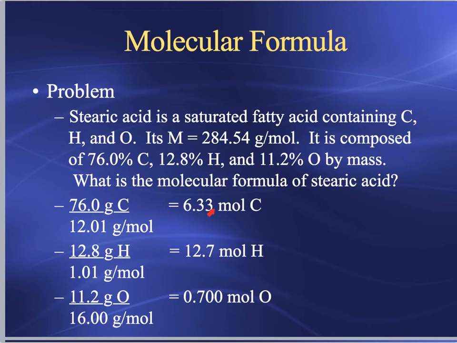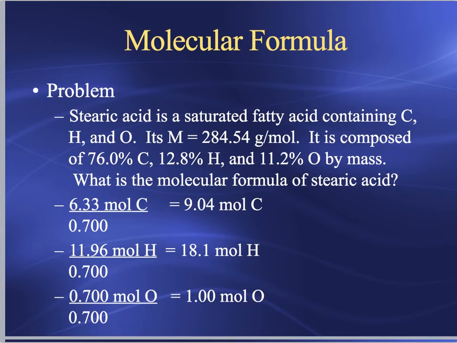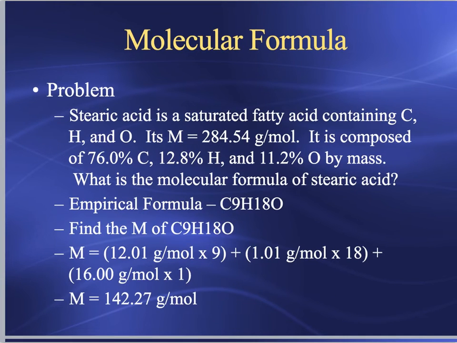So let's look at the math here. 76.0 divided by 12.01 is 6.33, 12.8 divided by 1.01 is 12.7, 11.2 divided by 16.00 is 0.700, so we're going to divide everything by 0.700. And when we do that, we get 9.04 moles of carbon, 18.1 moles of hydrogen, and 1 mole of oxygen. So it looks like our formula for this is C9H18O, okay?